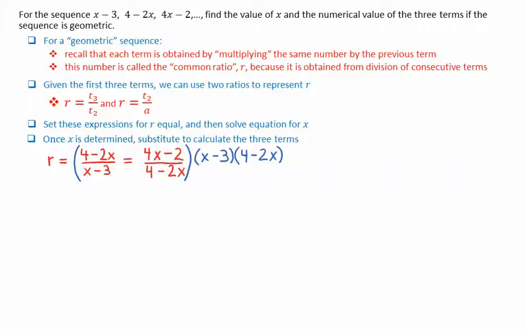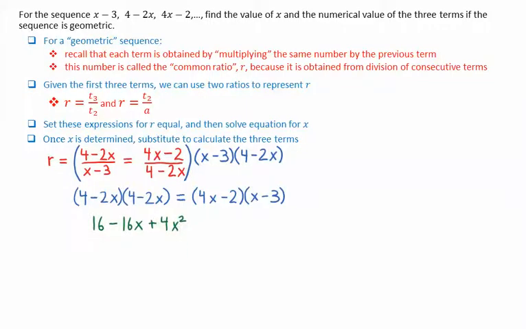The left side of this equation then, the x minus 3 cancels, leaving 4 minus 2x times 4 minus 2x. On the right side of this equation, the 4 minus 2x cancels, leaving 4x minus 2 times x minus 3. We can then expand both the left side and the right side of this equation. On the left side, we get 16 minus 16x plus 4x squared. On the right side, 4x squared minus 14x plus 6.